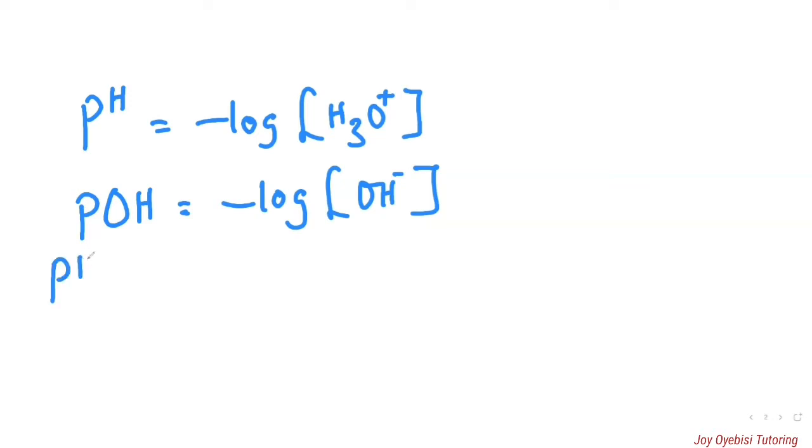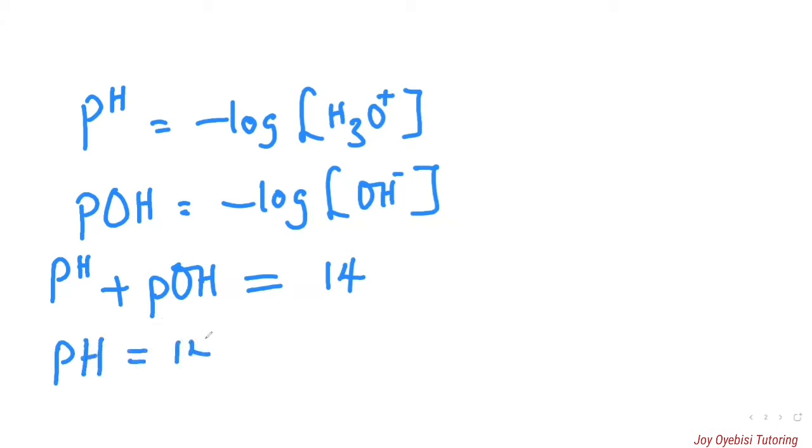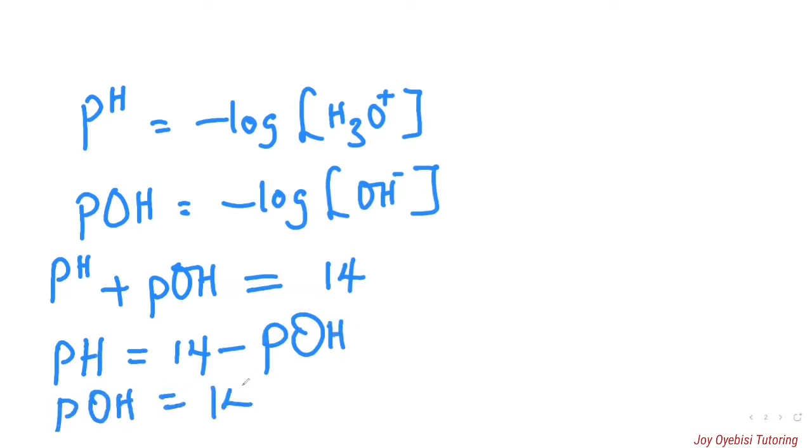So we have pH plus pOH equals 14. Therefore, we can calculate either of these using this formula. So I can get pH from pOH by saying 14 minus pOH. I can equally get the pOH by saying 14 minus pH, okay?